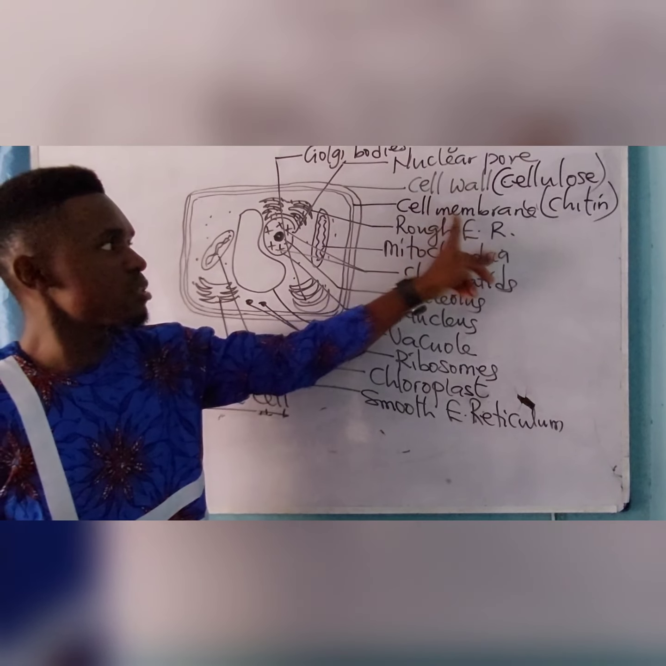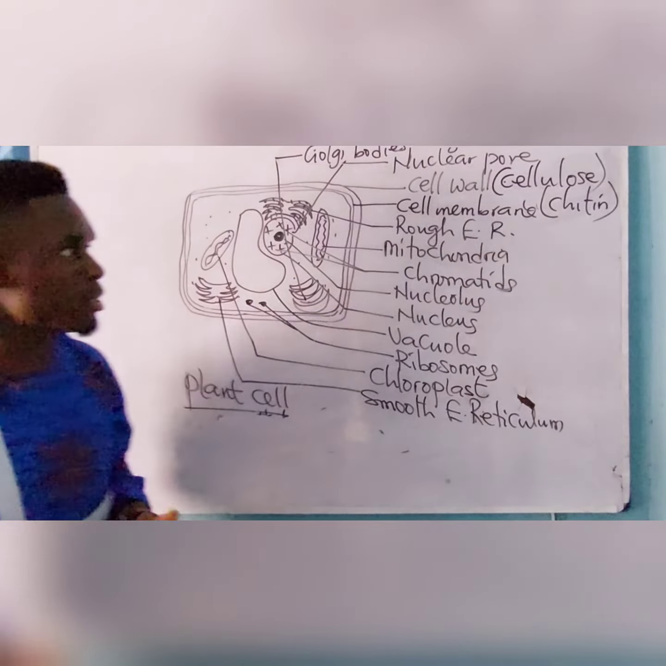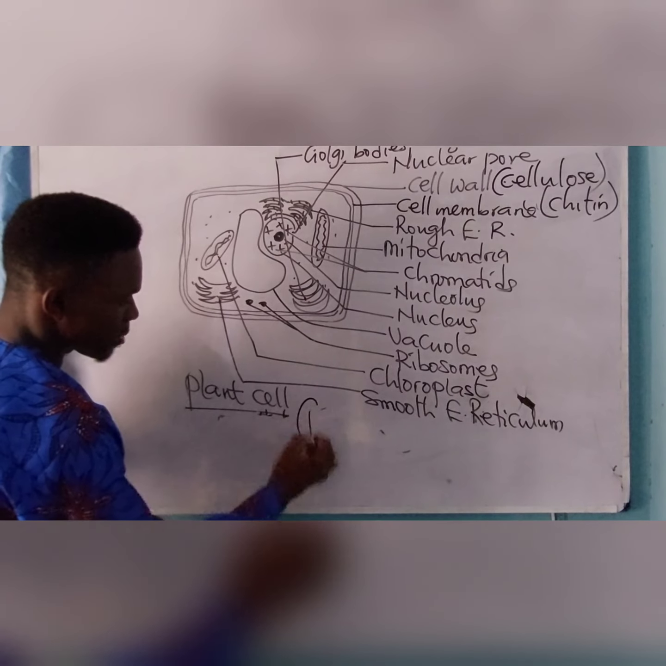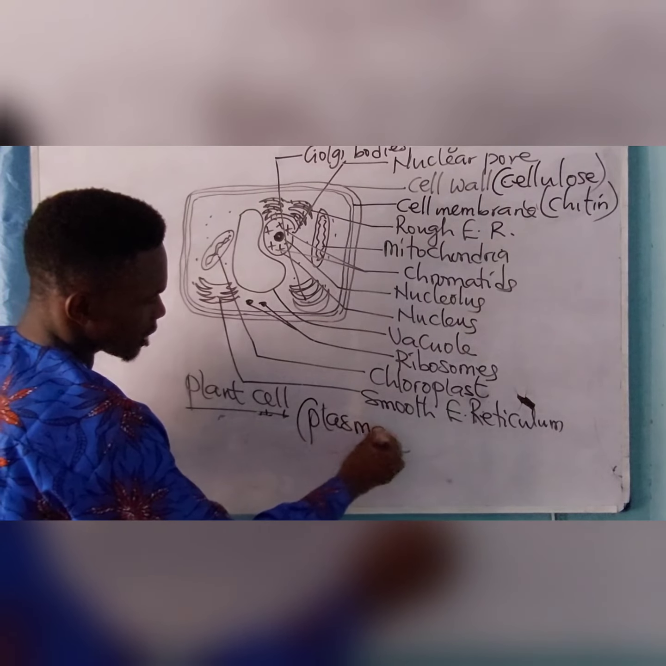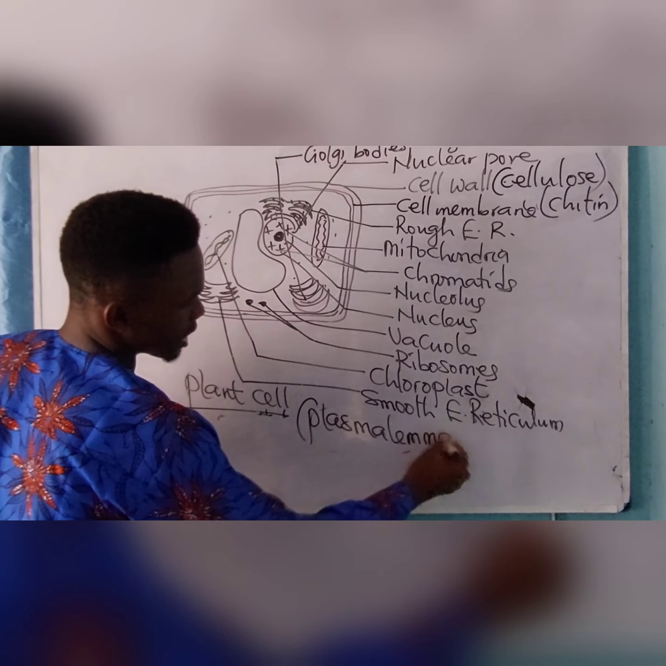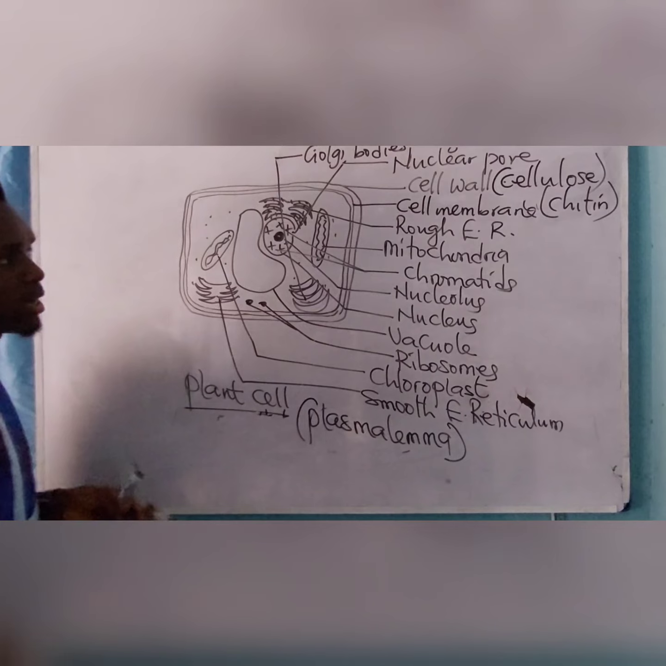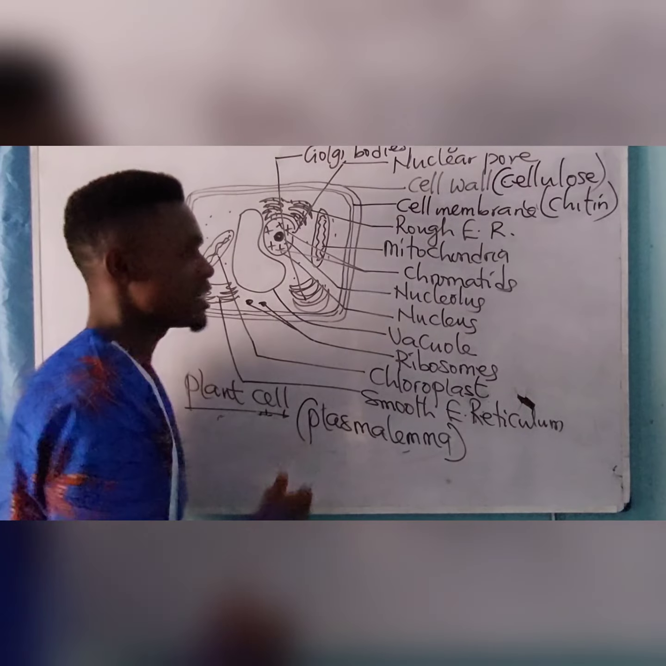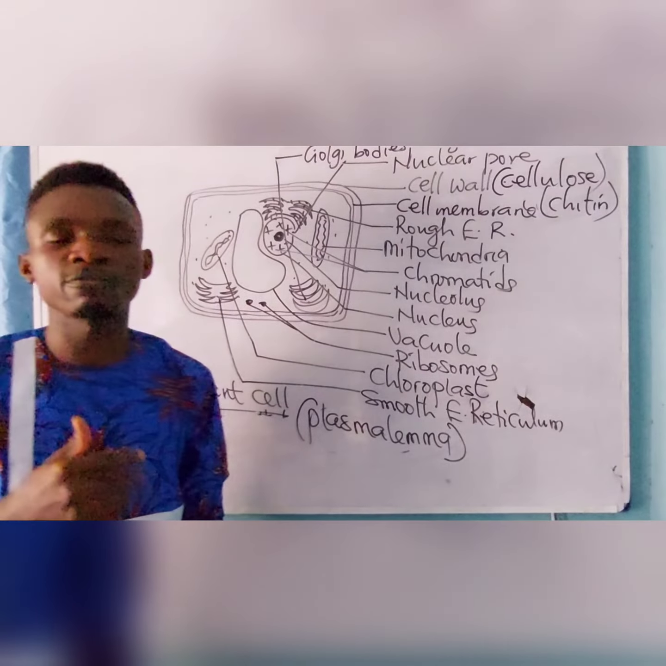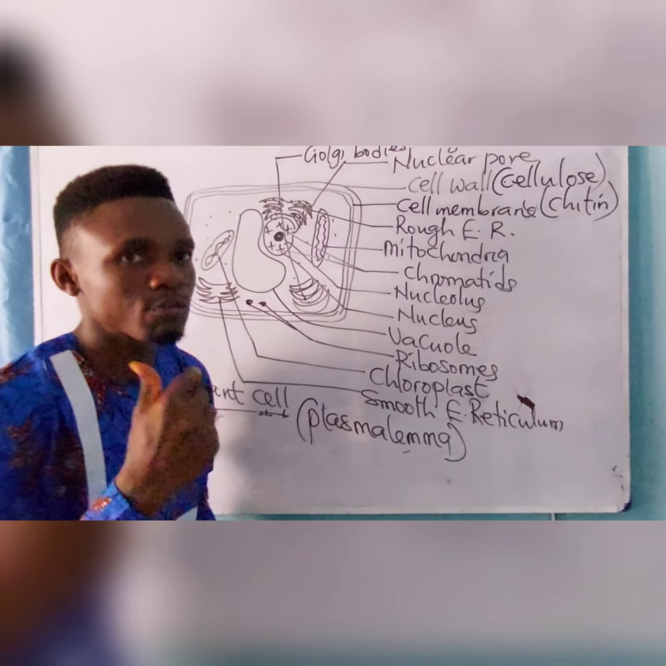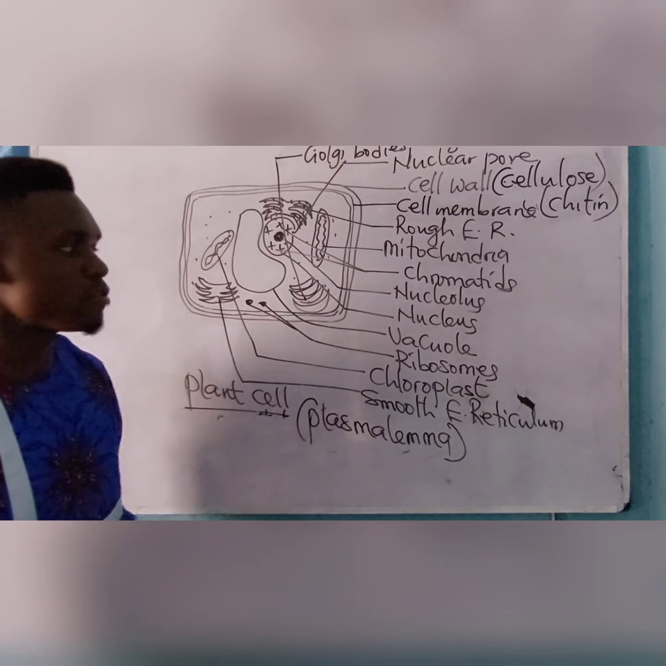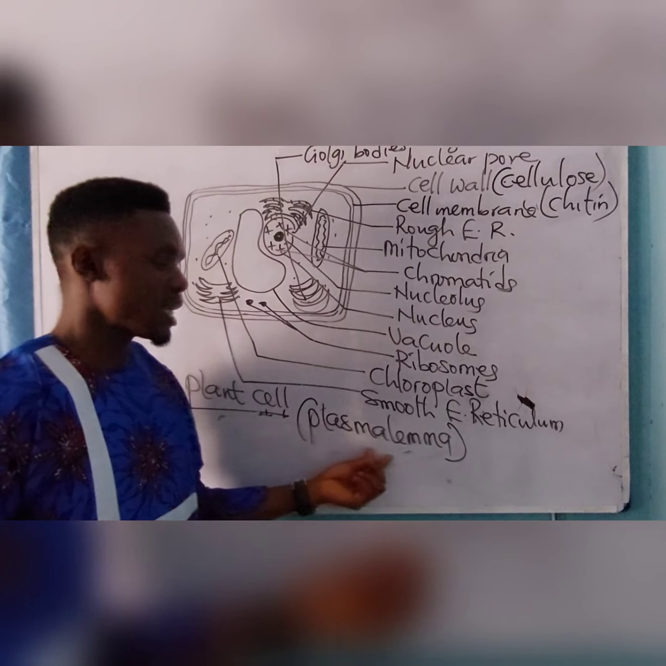Now you now have what? The cell membrane. Another word for the cell membrane is called what? Plasma lemma. Take note of this. Another name for this cell membrane is called plasma lemma, and it's responsible for the movement of materials in and out of the cell. It is responsible for the movement of food materials in and out of the cell.